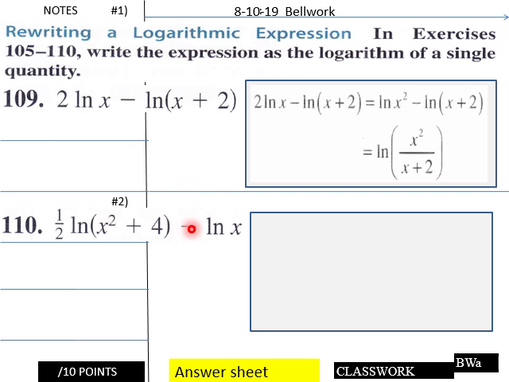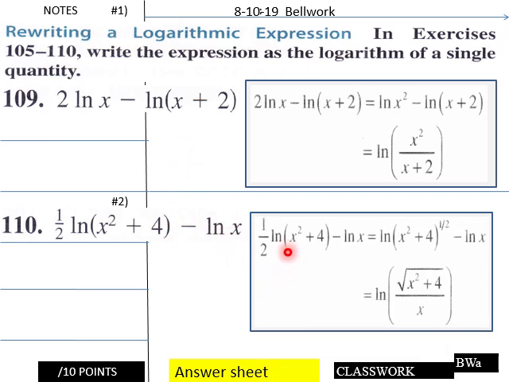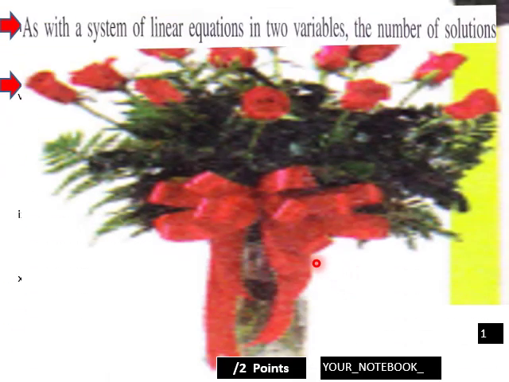And then for this one down here, again we have another subtraction sign. So 1/2 natural log of the quantity x squared plus 4, minus natural log x, equals natural log of x squared plus 4 to the 1/2 power, minus natural log x. And then this becomes, we combine the logs, and we have x squared plus 4 to the 1/2, which is radical x squared plus 4, divided by x, which is a quotient down here. So this will be our simplified expression for this. Okay, moving on into our lesson today.